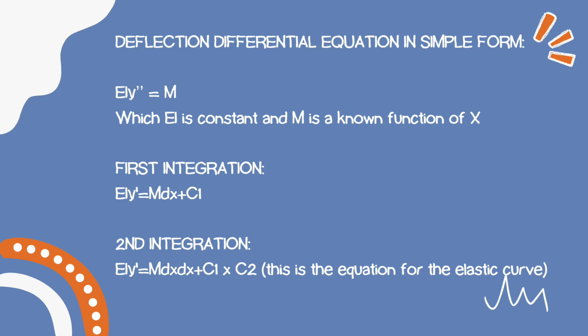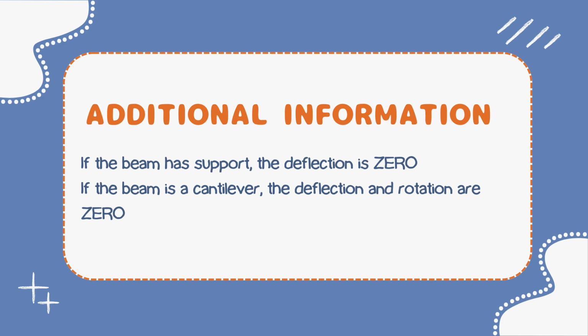Second integration. EI times y is equal to the double integral of the bending moment M with respect to x, plus c1 x plus c2, the constants of integration. Additional information: if the beam has a support, the deflection is 0. If the beam is a cantilever, the deflection and rotation are 0.